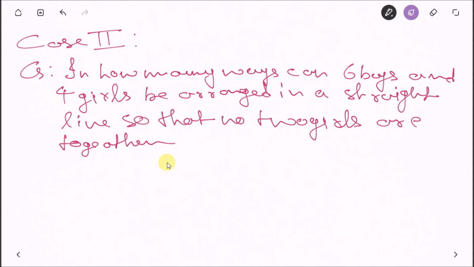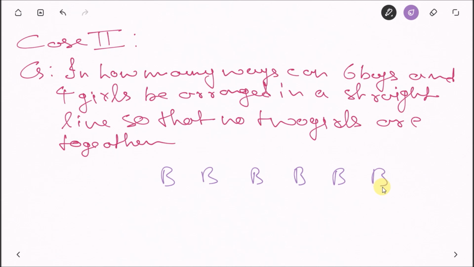So here's the question: how many ways can 6 boys and 4 girls be arranged in a straight line so that no two girls are together? So here we have 6 boys and 4 girls, right? We will first arrange the boys, because we have no confusion with the boys. So first we will arrange the boys: 1, 2, 3, 4, 5, 6. We have 6 boys.